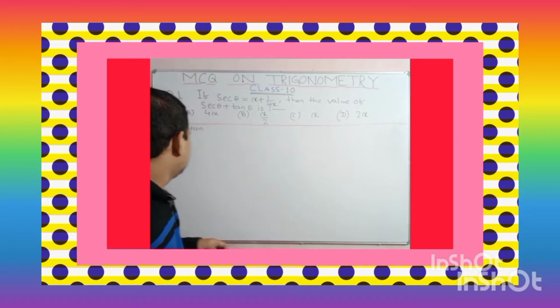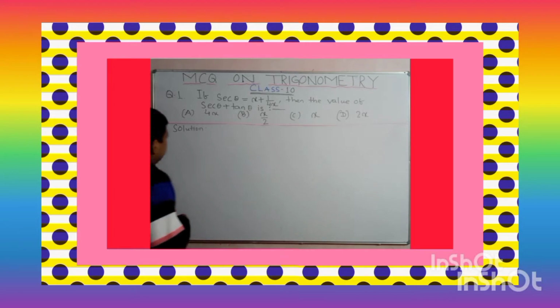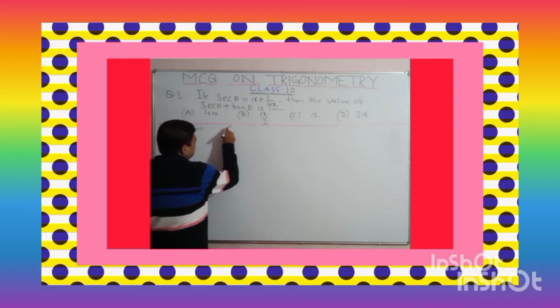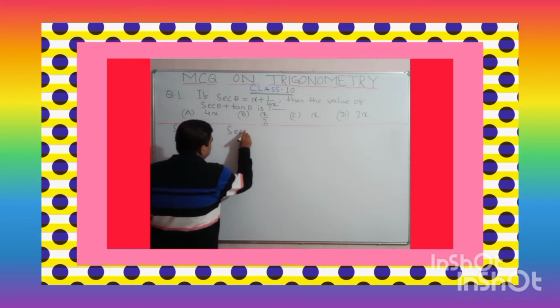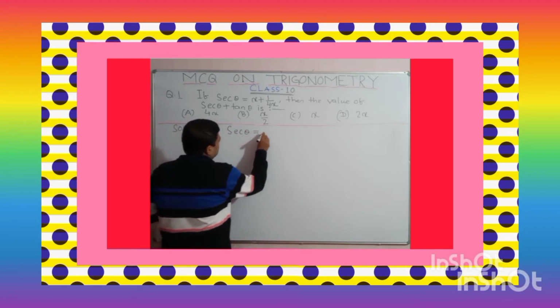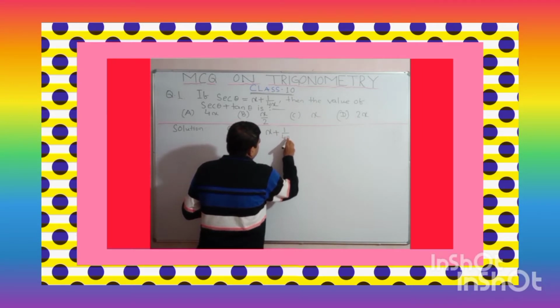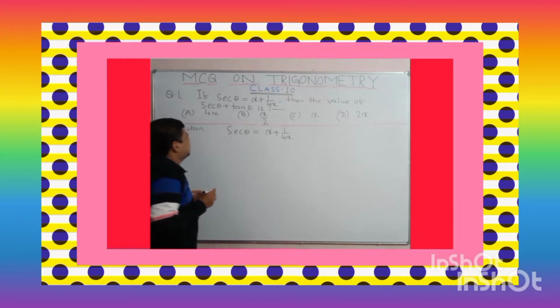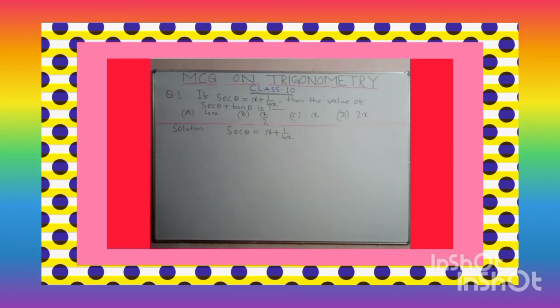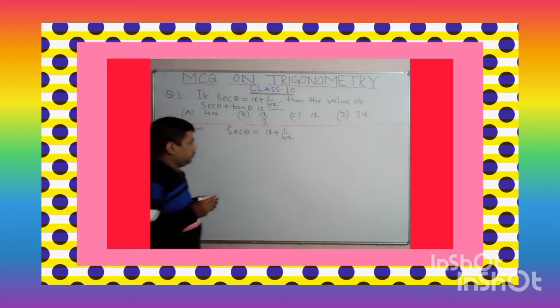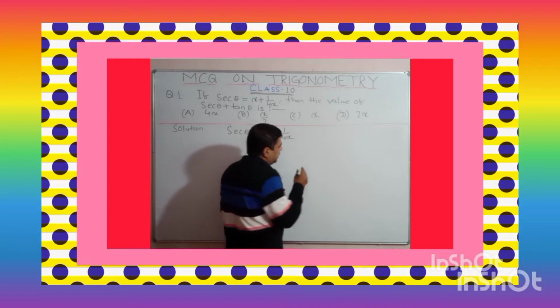Okay, let's see here. Given that sec theta is equal to x plus 1 upon 4x, we have to find out sec theta plus tan theta. All of you know one trigonometric identity.